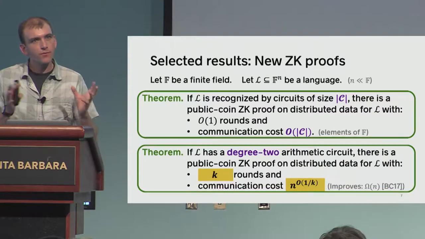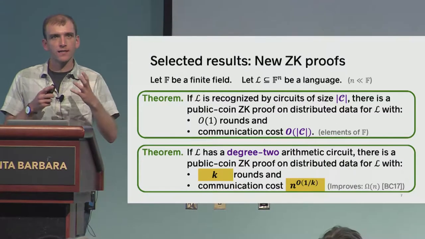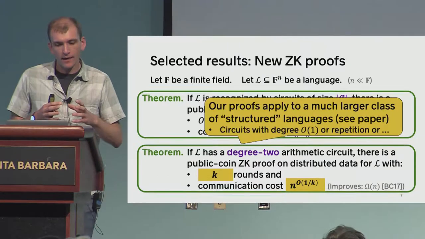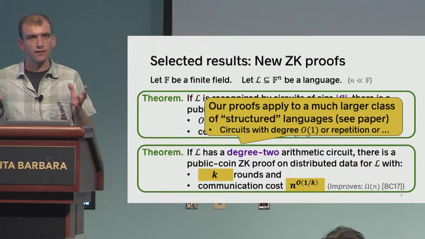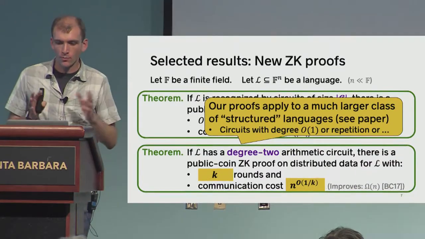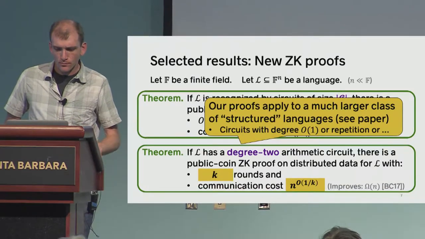I should mention there are a bunch of ways we generalize this result in the paper. So for example, you can look at a smaller number of rounds and get a different trade-off in terms of communication complexity. And you can also look at a wider class of structured languages, like circuits of constant degree or circuits with repeated structure and so on. So I'll point you to the paper for details on the theorem statement.